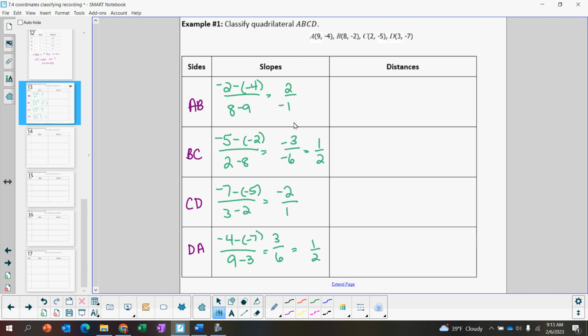So looking at this, negative 2, negative 2, 1 half, 1 half, we do have two parallel sides. Negative 2 and positive 1 half, we have right angles. So we have sides are perpendicular, has right angles.